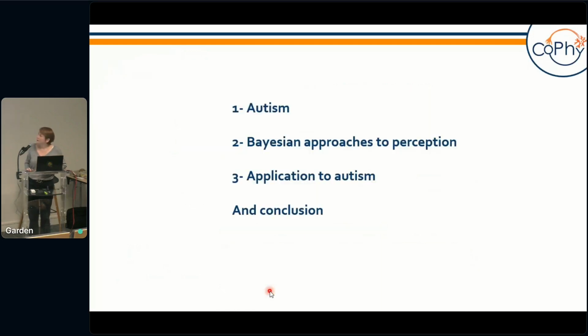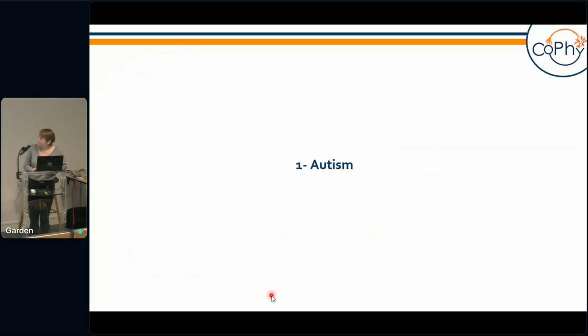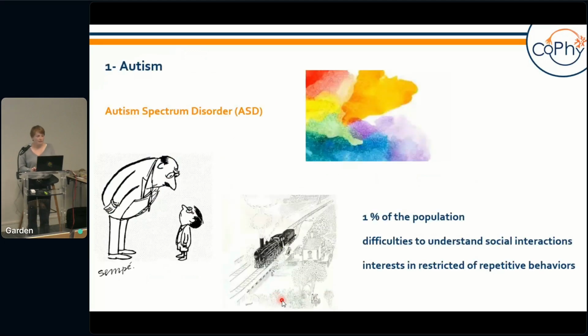So this is the outline of this talk. First, autism, then a Bayesian approach to perception in neurotypical participants, then wrapping up together, and then we'll see. So first, autism. Actually, we should speak about ASD, autism spectrum disorder, because autism is globally defined as a continuum. And people with ASD could represent 1% of the population.